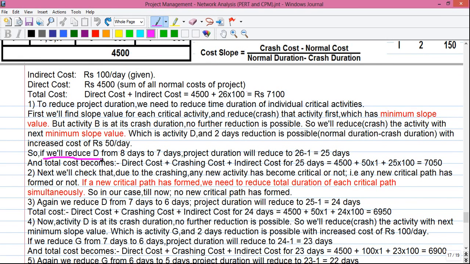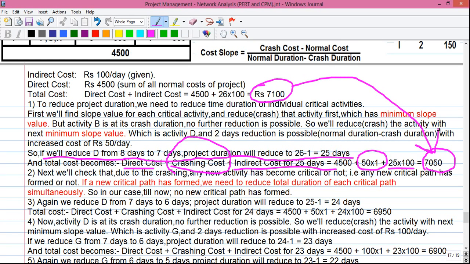So we will reduce activity D from 8 days to 7 days, and the project duration will reduce from 26 days to 25 days, and the total cost will become direct cost plus the crashing cost plus indirect cost for 25 days. So it will become direct cost 4500 plus crashing cost rupees 50 per day for 1 day plus the indirect cost for 25 days. So it will become 7050. So we can see we have reduced the project cost by 50 rupees in our first step.